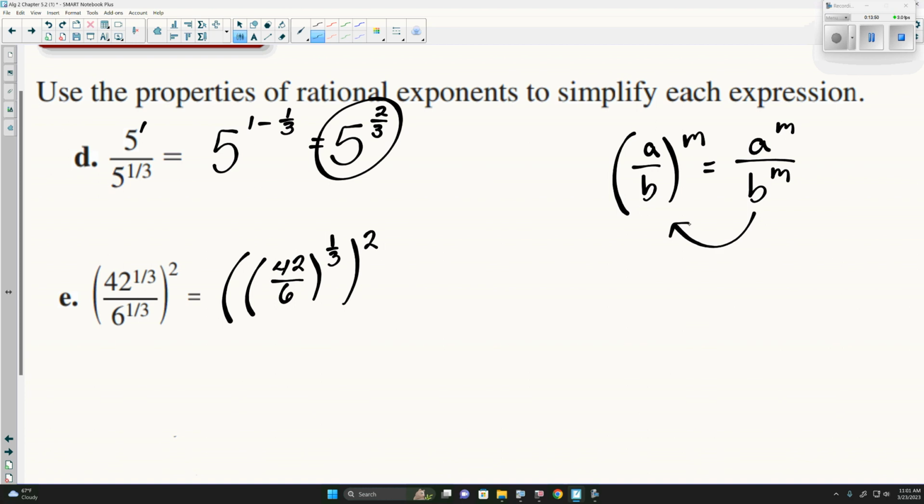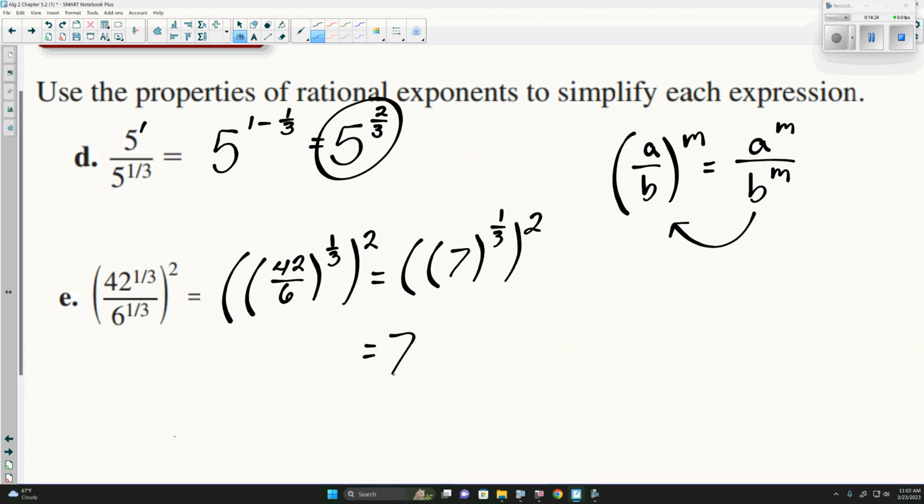A to the m over b to the m is equal to a over b to the m. And the reason we do this is because, as we already saw, 42 divided by 6 is 7. And we need to simplify this because we cannot have a fractional exponent in the bottom of a fraction. And since 42 divides by 6 evenly, we can pull that 1/3 away, divide the 42 and 6, and get 7.